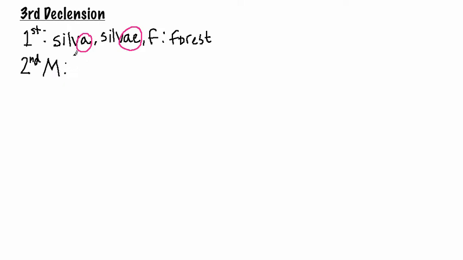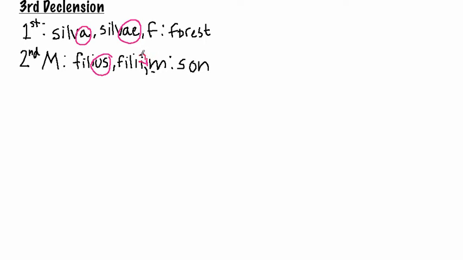Okay, so next up, second declension masculine. And remember, masculine and neuter in the second declension have two different endings. So for masculine, I'll use filius, like I did last time, or I think I did. Filius, filii. Sorry, there's two I's. Filii. Masculine, and it means son. Okay, and then let me circle the endings again. So us, e, is for second declension masculine.